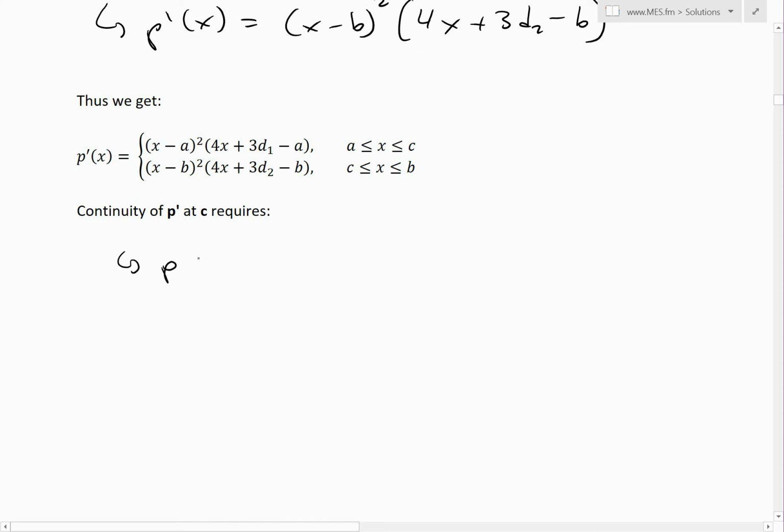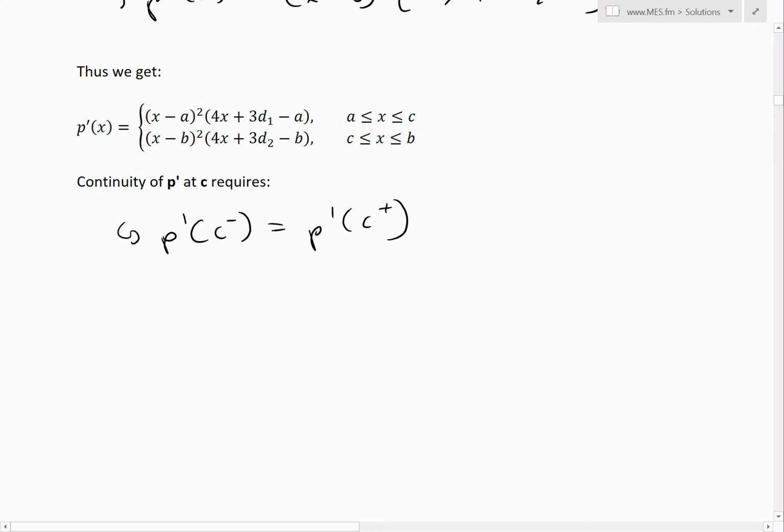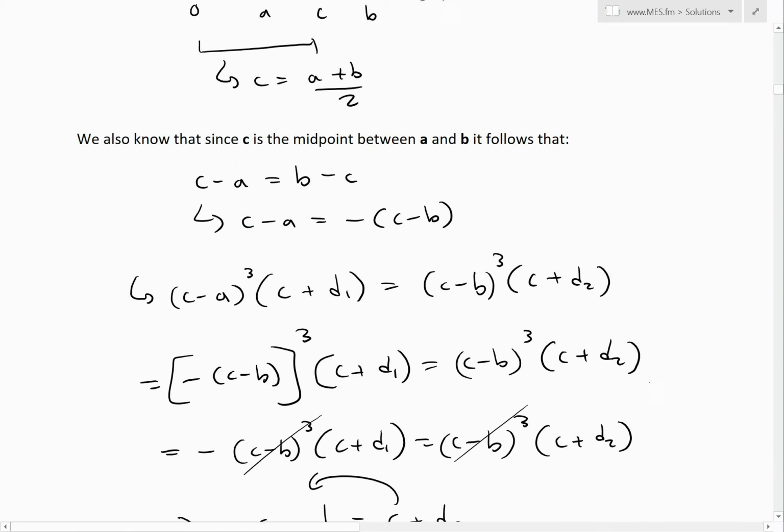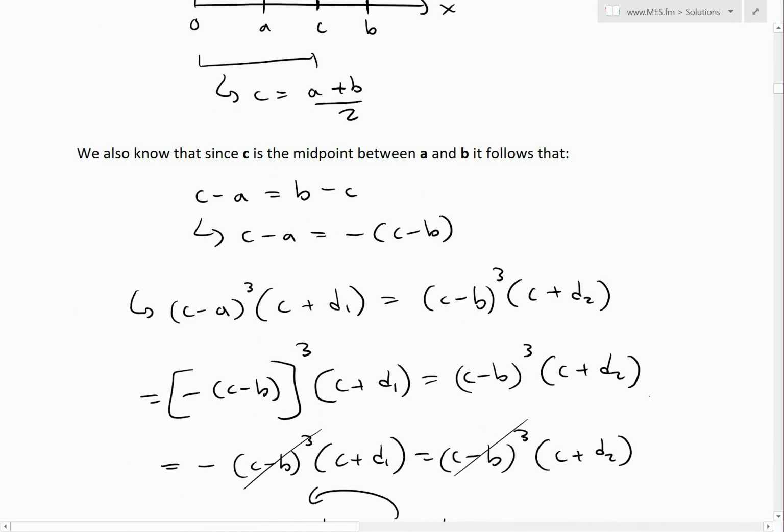And again, continuity that we define, the derivative of p of x at c requires that p of c minus, from the left side, equals p of c plus from the right side. So thus when you plug in c from the top and then the bottom, they have to be equal. So we have c minus a squared, 4c plus 3d1 minus a. Then the same thing on the right side, but there's a d2 and there's a b instead of the a's. And also recall what we showed before, that c minus a equals negative c minus b. And that's going all the way up to here.